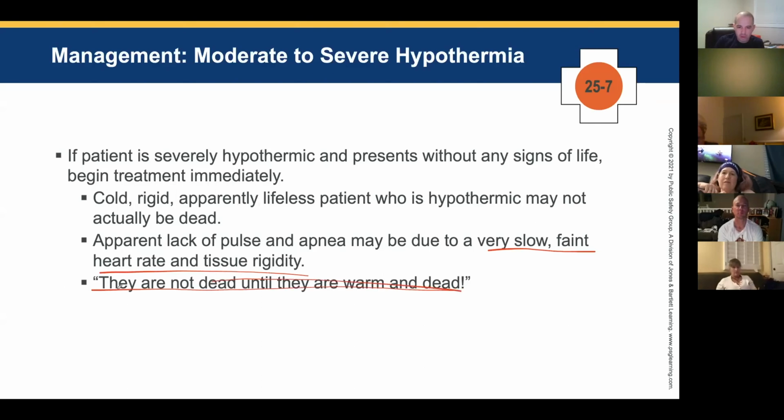Oh, there we go. You're not dead till you're warm and dead. Said it over and over and over again. I'm even crossing. I don't know why I'm crossing now. Trying to scribble through it.